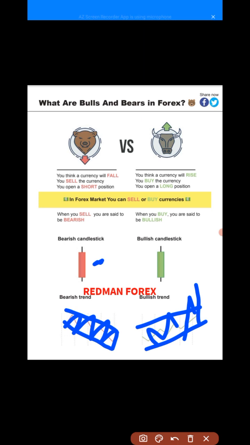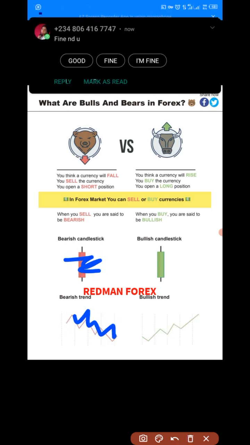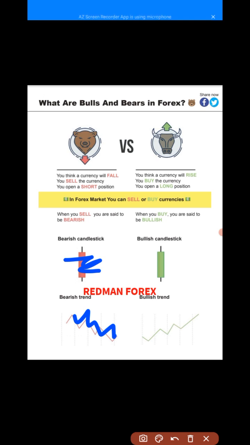You see that? So now let me clean this up. This is a bearish trend, and this is a bearish candlestick. Oh my goodness, I'm so sorry about that. And this is a bullish trend, and this is a bullish candlestick. So now let's quickly switch to the next phase of our lesson.